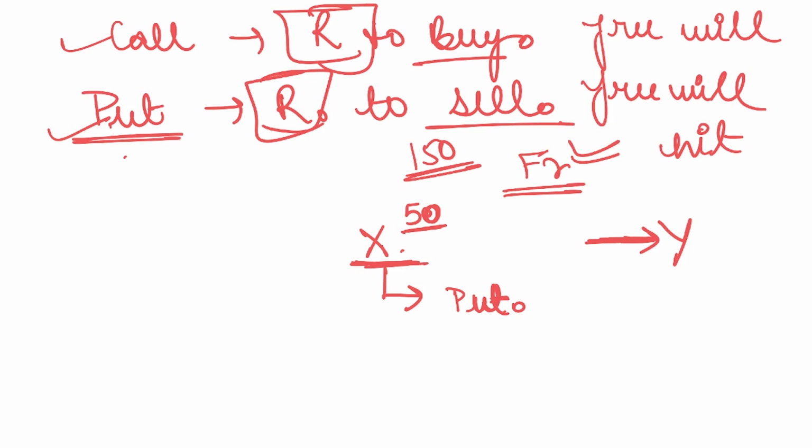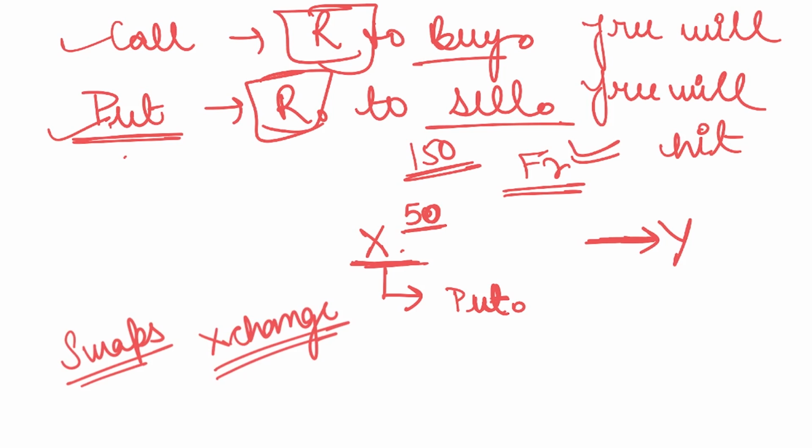The last derivative is swaps. So what is swaps? Swaps itself means exchange. Now in this case, we usually tend to exchange our cash flows. The two parties decide that we will exchange the cash flows or the interest payments or the currency rates between the two parties.